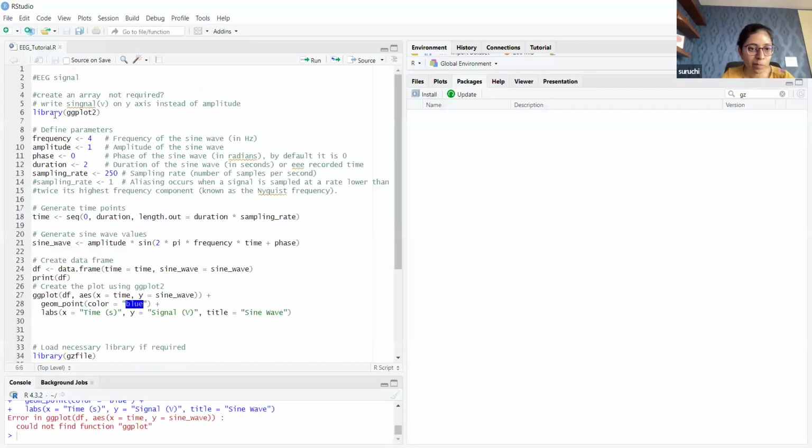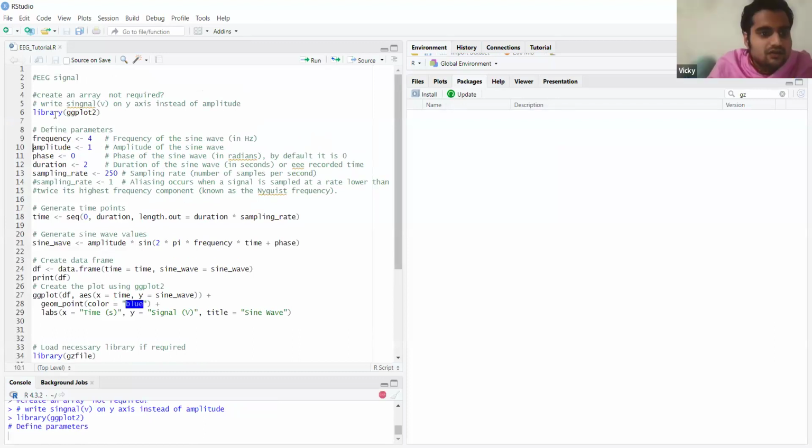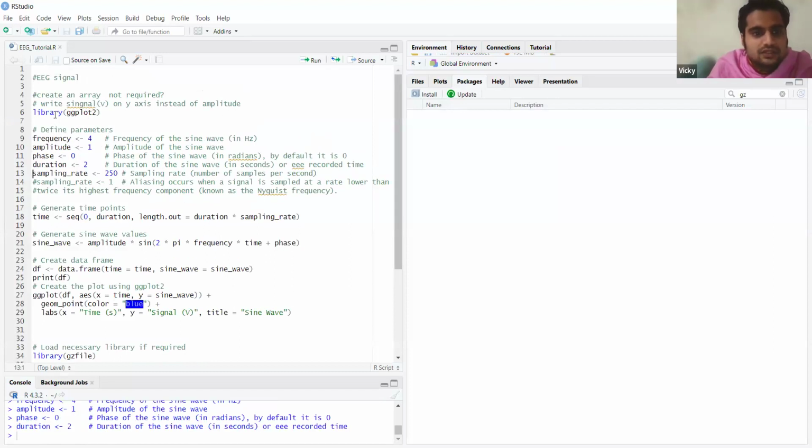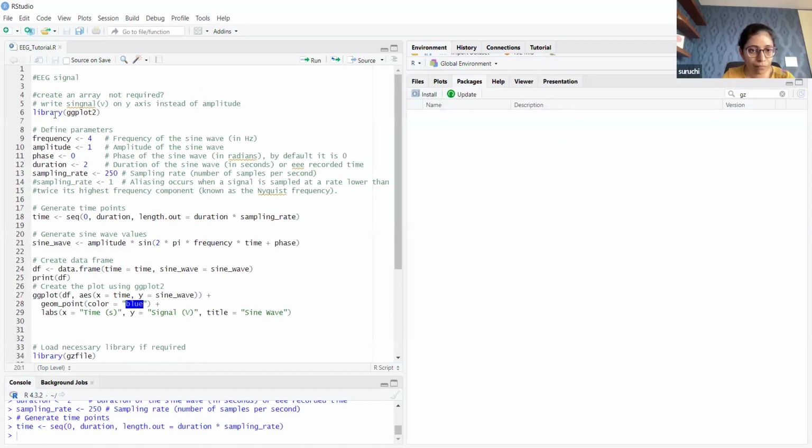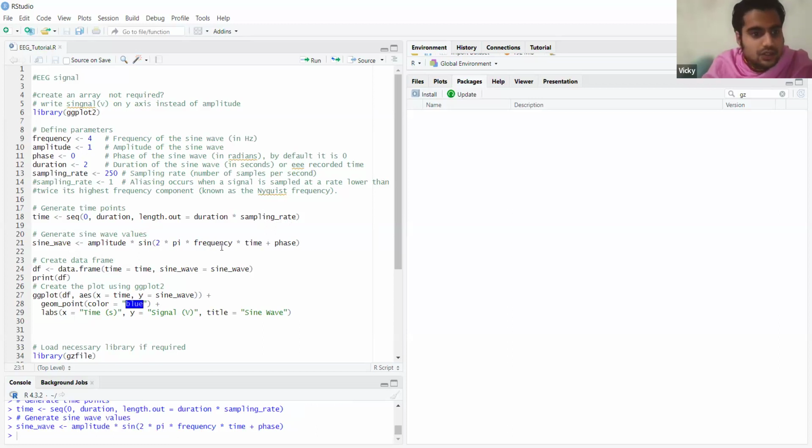This is the frequency for amplitude one and phase 0. The duration I recorded for the EEG is 2 seconds, and the sampling rate I am taking is 250. This is the time sequence I've generated: I started from 0 up to the duration of 2 seconds, and it is duration times sampling rate. If you multiply it, we get the total number of observations collected in 2 seconds, which is 250 times 2. Then the sine wave formula: amplitude times sine of 2 pi, frequency times time. This is the data frame I created, and then this is the graph now.